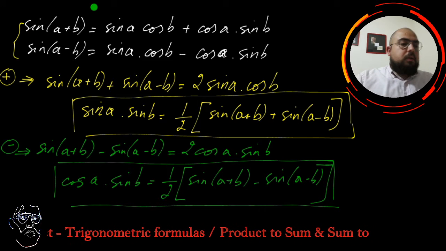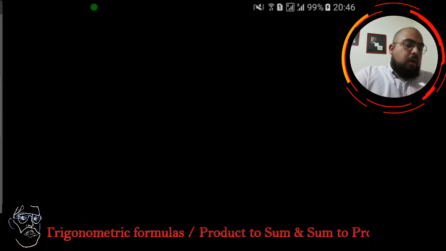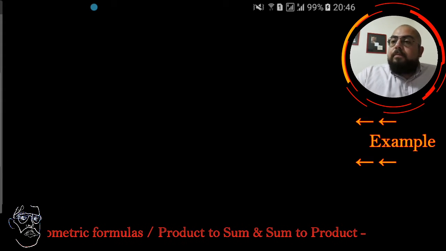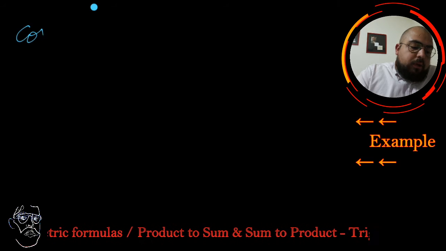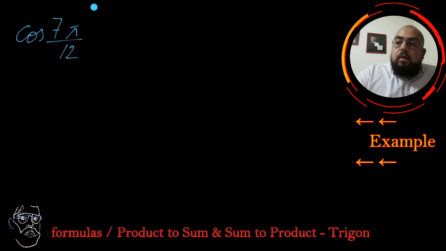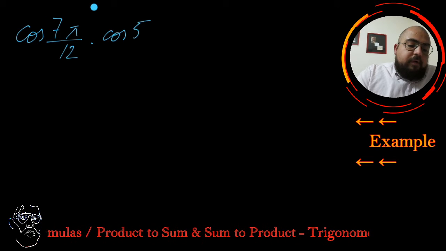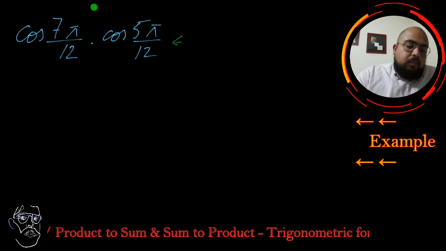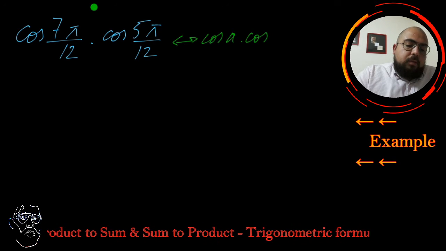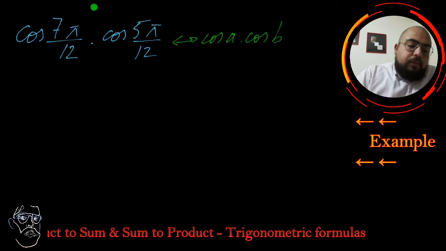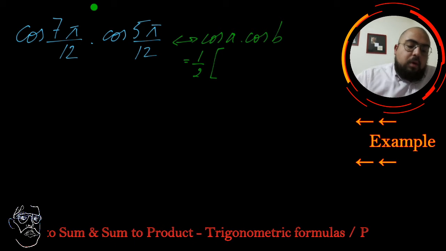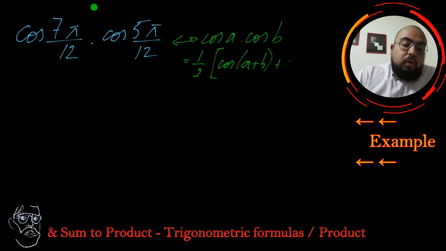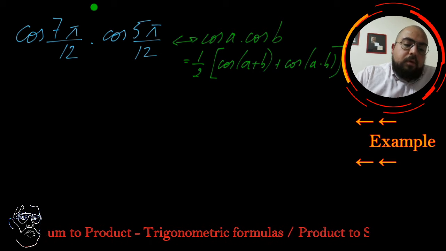All right, so let's take an example directly. What about the example? So we have, in this case, let's say they gave us to calculate cosine of 7 pi over 12 times cosine of 5 pi over 12. So it's the same thing as cosine A times cosine B. So whenever you have cosine A times cosine B, the formula is 1 over 2 cosine A plus B plus cosine of A minus B. So you're going to use simply this formula.